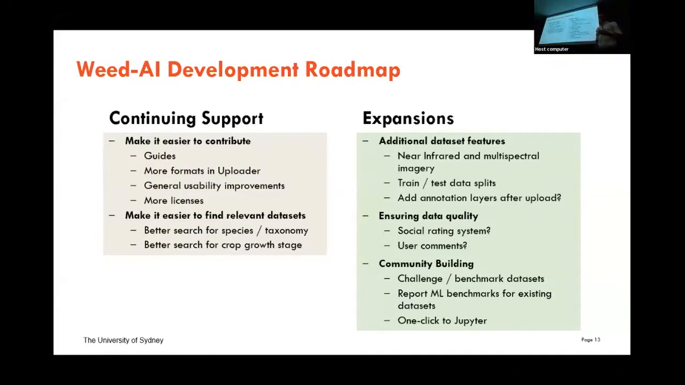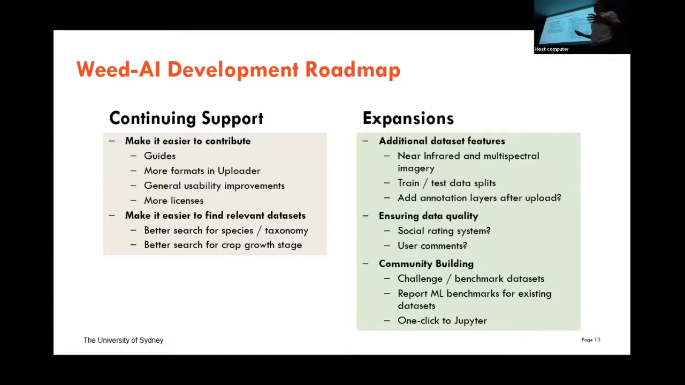So currently we have planned out a little bit of a development roadmap for how we can expand on and continue to add features and improvements into Weed AI. The first category is a broad continuing support, just continuing to make Weed AI better, and we've already implemented some of these things. My colleagues, particularly our software engineer, Zhang Li, has been working crazy hard, adding more and more things into Weed AI, so good for him. He's excellent. Then we also have a broad category of expansions.